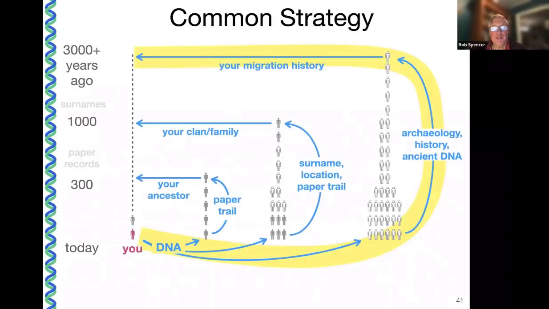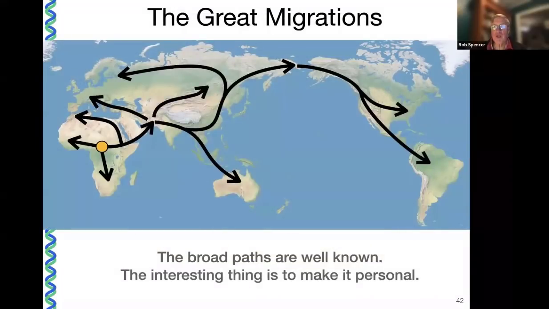So here's our picture again. Again, here you are, the bottom left. You want to explore your ancestry going up. Now your DNA is going to take you out to a tower of people going back 3,000 plus years. We don't know any of their names. They had names up to a point, or they had first names. But now we're going to look at archaeology, history, and ancient DNA. Those are our tools. Now you've almost certainly seen drawings like this.